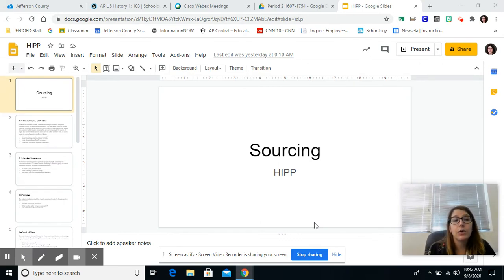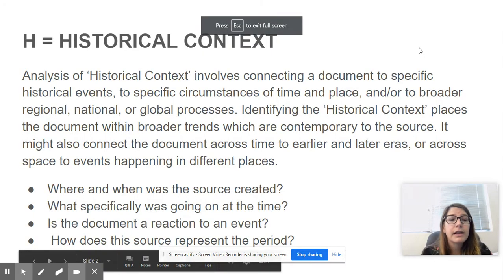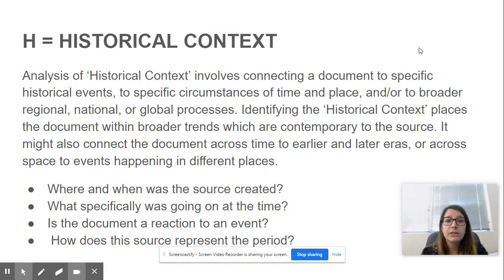HIPP stands for H, historical context. It involves connecting a document to specific historical events, to specific circumstances of time and place, or to broader regional, national, and global processes. When you bring context to something, your document is a little point. The historical context is the big circle around that point. So you're looking at your document and you want to know the when, where, why, how kind of stuff. Where and when was the source created?